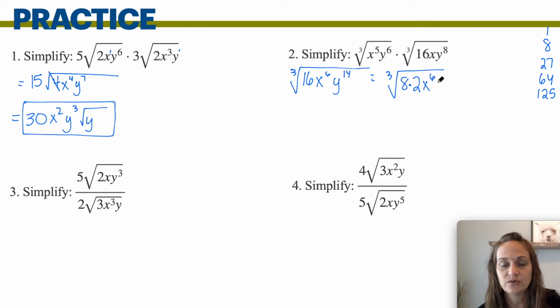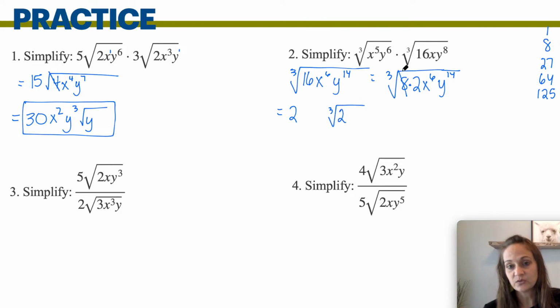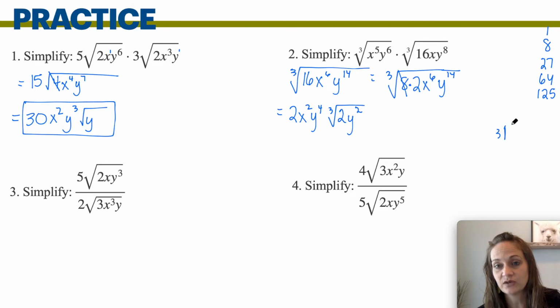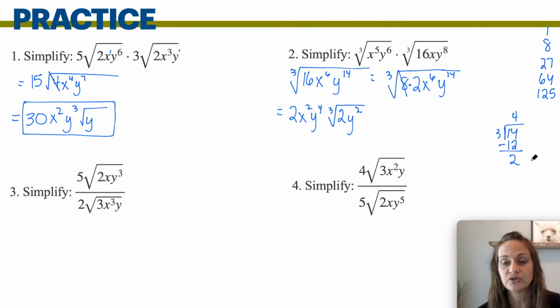And then I'm going to also write out the variables. The perfect cube of 8 is going to give me a 2. And I'm left with a cube root of 2 on the inside. Then you do the exponents, which is divide by the index. So 3 goes into 6 2 times, and 3 goes into 14 4 times, but there are 2 y's left over. Again, because 3 goes into 14 4 times. 4 times 3 is 12, so there are 2 left. So that is why there's a y to the 4th out front. But this 2 means that there are 2 y's remaining on the inside of the cube root.